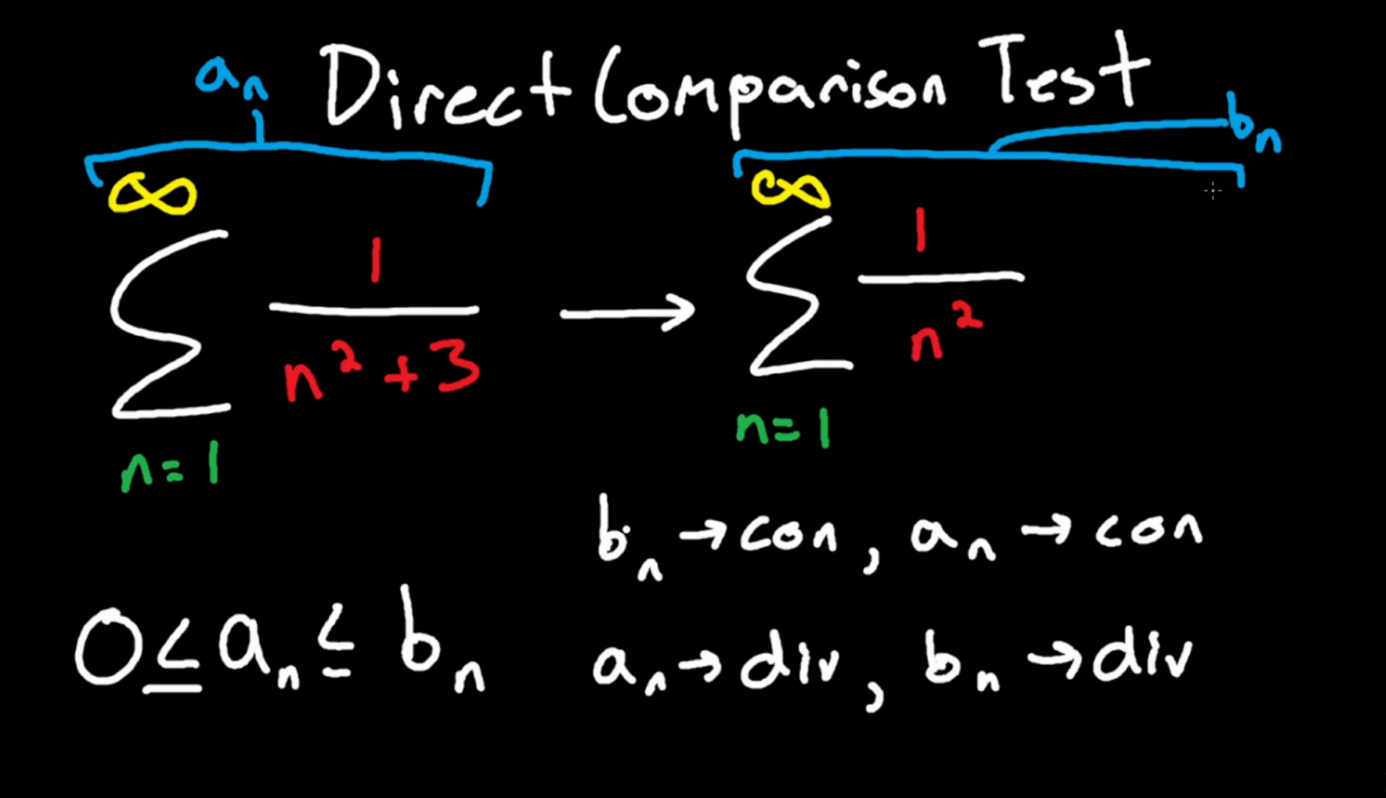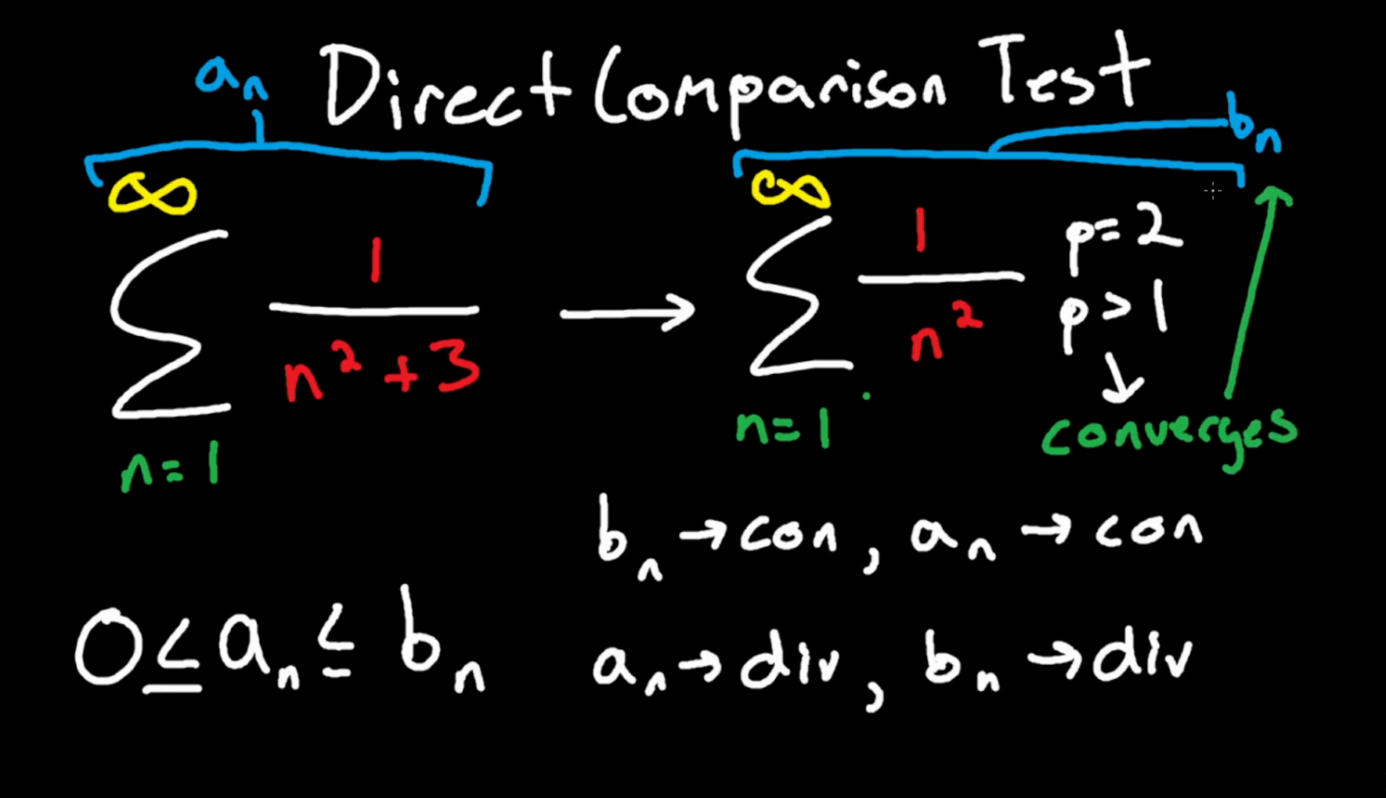You're going to realize that we need to determine whether or not b of n converges to tell if a of n converges, right? Well, we can simply use a very simple test for this. Most of the time, it's going to be the p-series test. So p is equal to 2 here. And since p is greater than 1, this b of n converges. And we use the direct comparison test. Since b of n converges and we meet this condition, then a of n also converges.